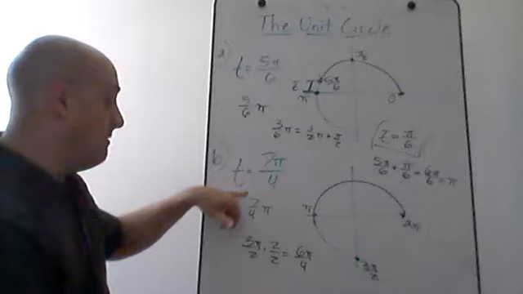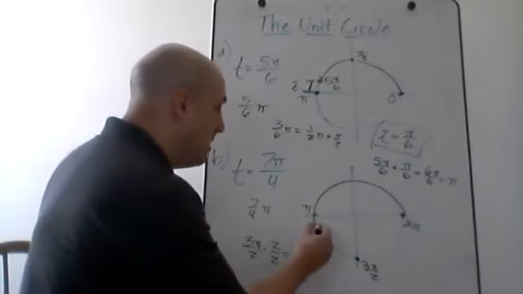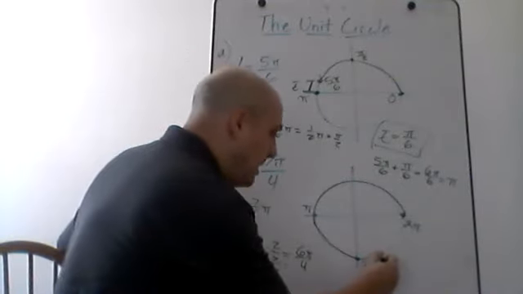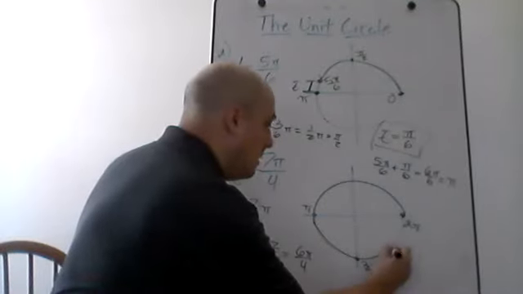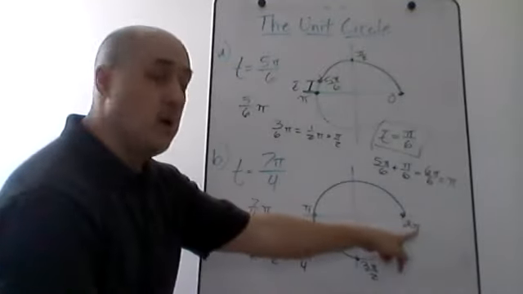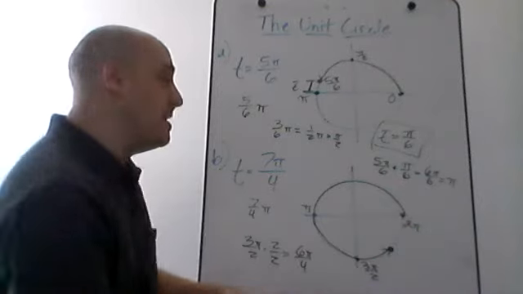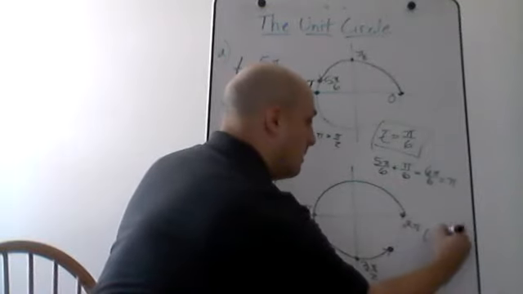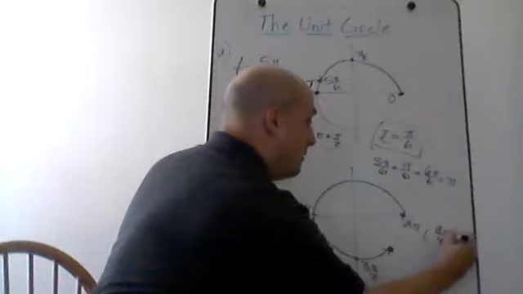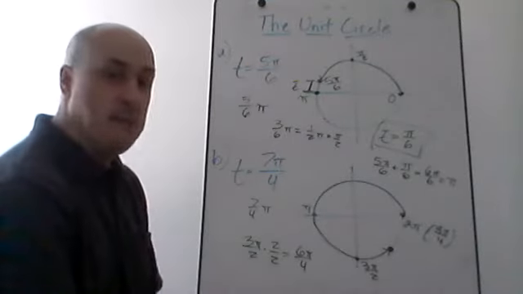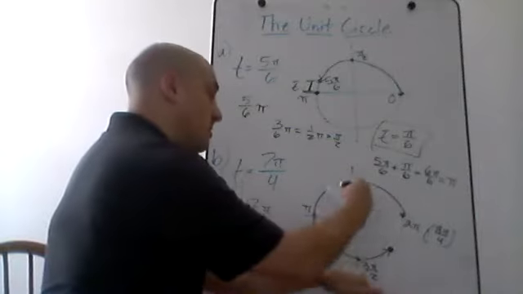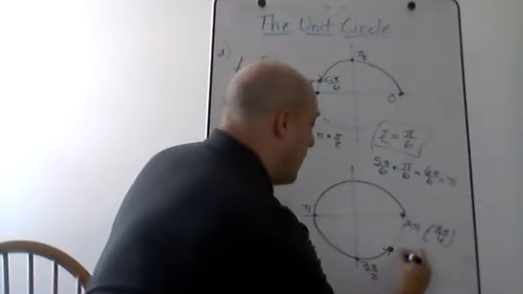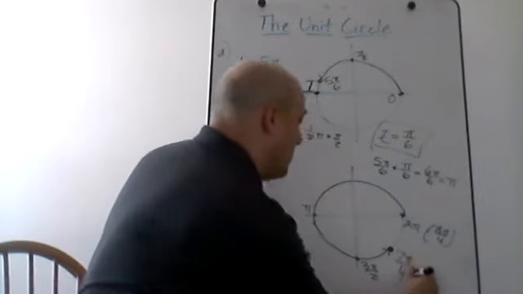But 7 pi over 4, 7 is bigger than 6. So I'm going past here, and I'm going to end up in the fourth quadrant, because I'm not going all the way to 2 pi, because 2 pi would be 8 pi over 4. 8 over 4 equals 2, so 2 pi would be 8 pi over 4. So I'm not going that far, but I'm going more than 3/4 of the way around. So this is where I'm going to end up for 7 pi over 4.